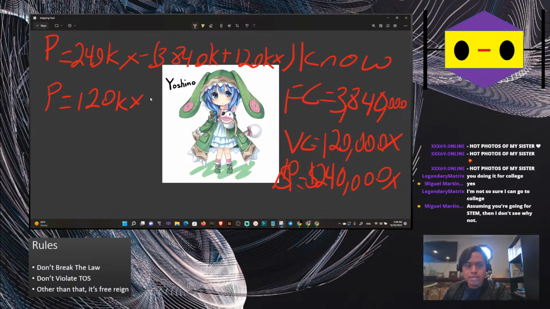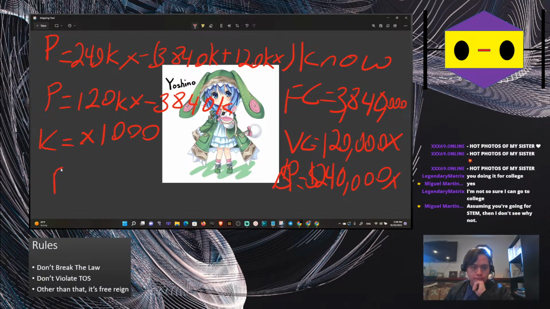So in other words, our profit is equal to 120kx minus 3840k. So k is equal to times 1000. That makes sense? Cool.